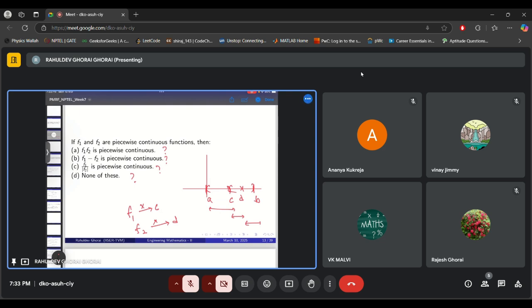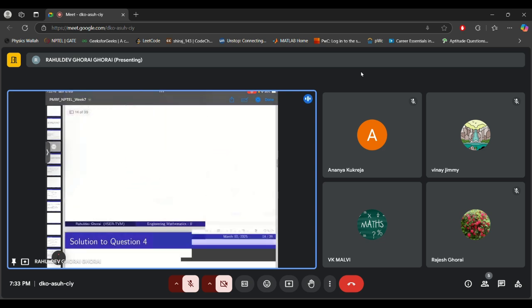So you have to use here that if you have continuity of two functions, then the product and sum will both be continuous. And for f1 over f2, it does not make sense to write f1 over f2 unless you assume f2 is not equal to 0 in the whole domain. That is the first thing. So I just removed this one; you cannot talk about f1 over f2. So a and b are correct. I have also given the solution, you can check it.